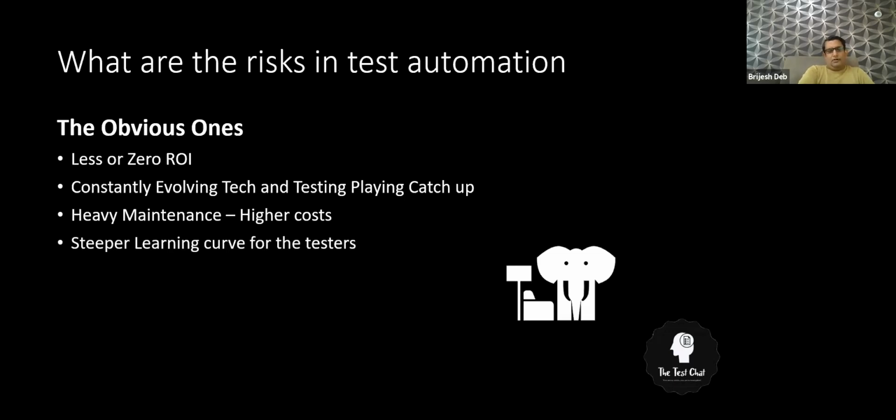Finally, the fourth point is that testers have a steep learning curve, which means that they have to not only learn the automation tool, but they have to learn the technology, they have to learn the domain, they have a lot to catch up on, which means the learning curve for them is pretty steep. And this is a very obvious risk that you are running into. So you have to be cognizant of all these factors when you are stepping into automation.